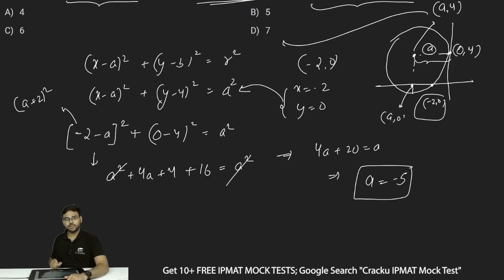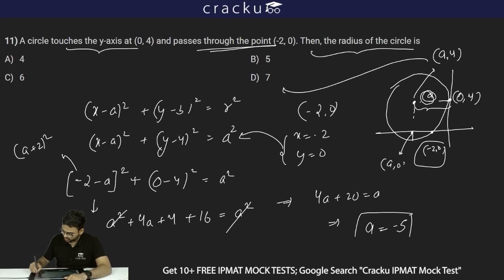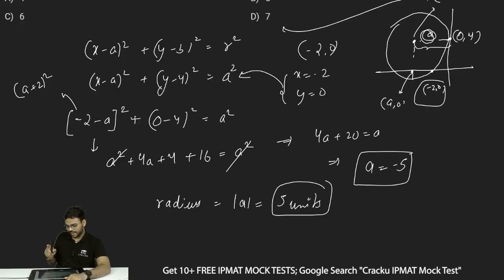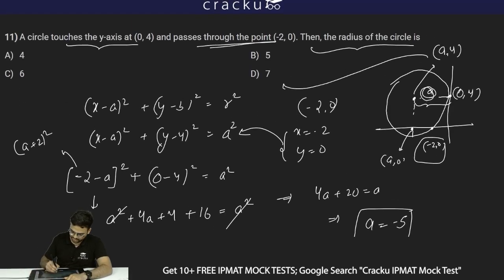Now if a = -5, what was the radius of the circle? Radius of the circle was a as well. So a = -5. This means the radius of the circle will be, the radius is a positive value, so we have to take mod of a. So the radius of the circle will be 5 units. The value of a is -5, but radius is a modulus value, so radius is an absolute value. So radius will be 5 units, and therefore option B, 5, will be the correct answer.